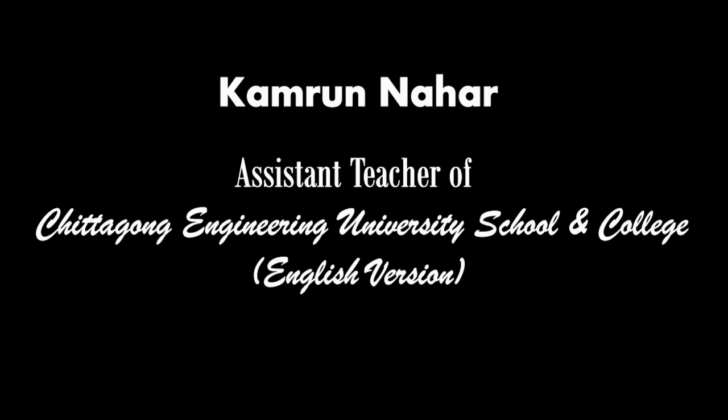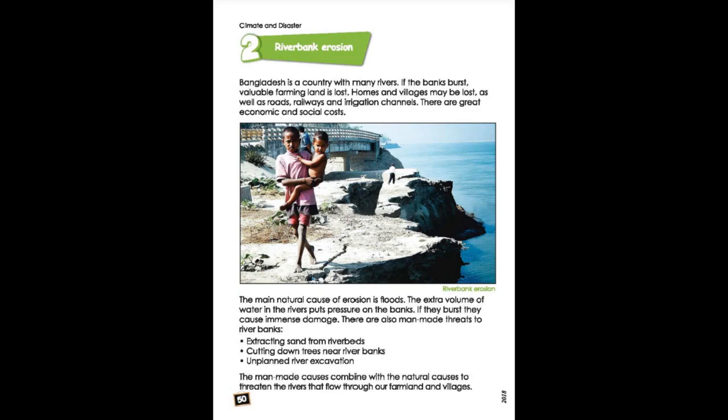We have learned the climate change topic. Now we will learn about riverbank erosion. What is riverbank erosion? Our country is a riverine country. If the banks burst, valuable farming land is lost. Homes and villages may be lost, as well as roads, railways, and irrigation channels. There are great economic and social costs.